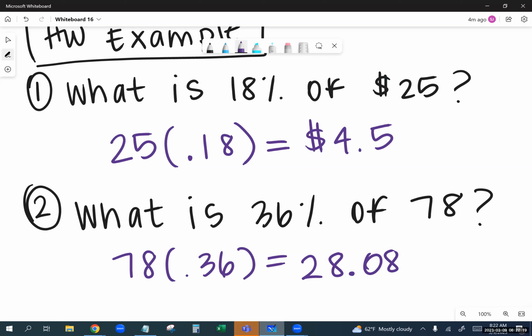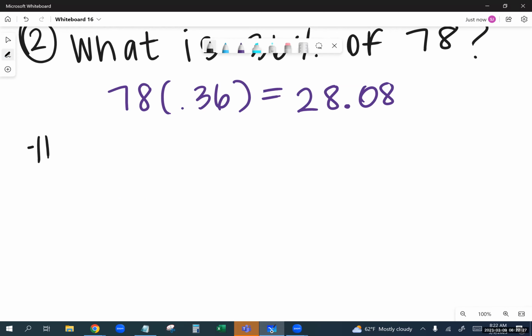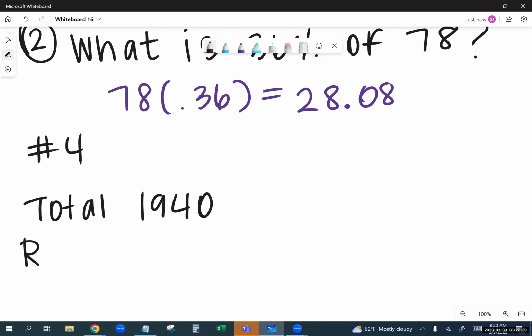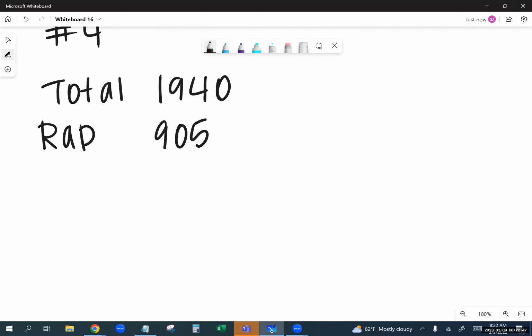The other one, the one we just did, problem 3, is just like these examples. Okay, so we kind of have that, right? So this is like example number 3 on the homework. Okay, so for example number 4 on the homework, it shows me that the total students was 1940. Okay, and the ones who preferred rap, there was 905 students. The math to figure out the percent of students that preferred rap over any other type of genre is to take the amount of students that preferred rap, divide it by the total amount of students that were polled.